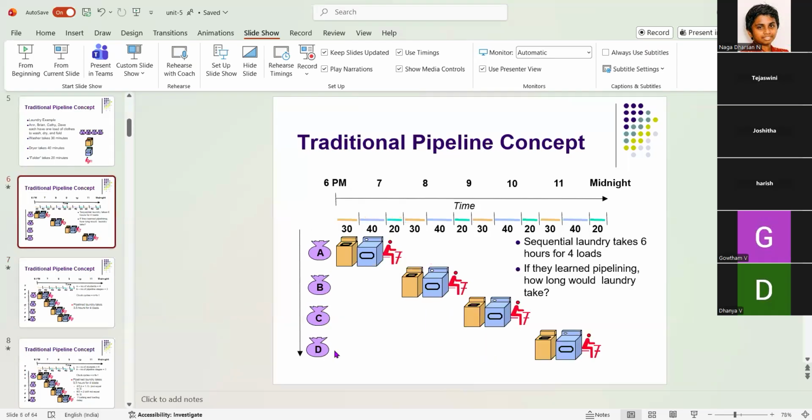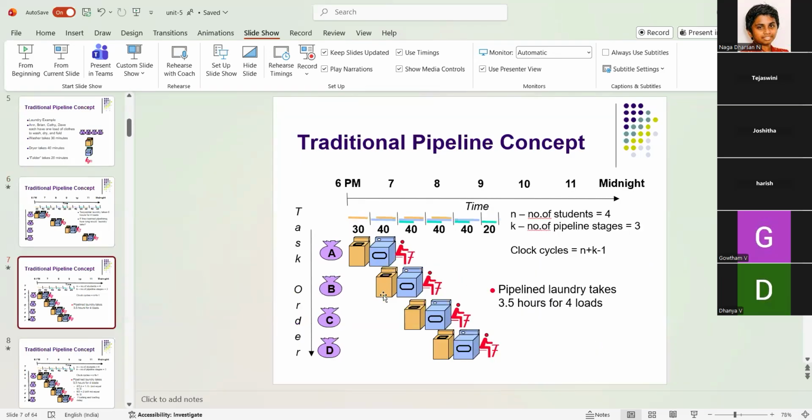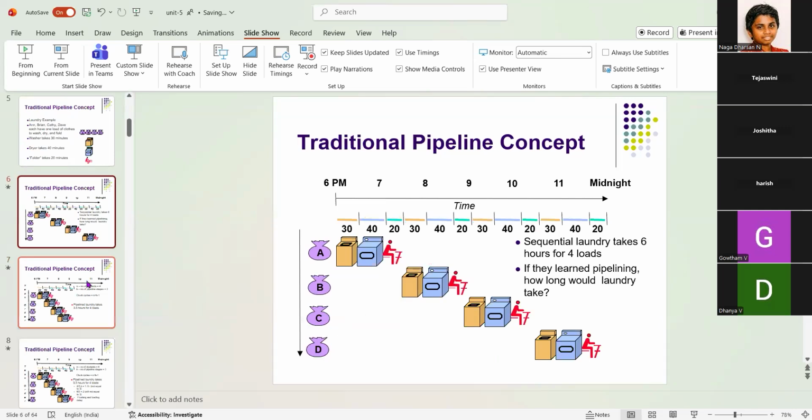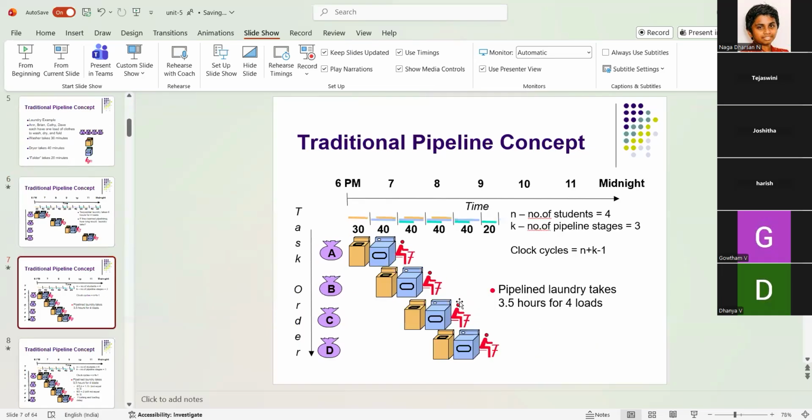So this is the traditional process that we follow. Each person taking 90 minutes, for 4 people, it will become 6 hours. But if we pipeline it and overlap the steps so that it becomes more efficient and optimized, we are reducing it to 3.5 hours. So from 6 hours in our traditional process, we're actually reducing it to 3.5 hours.